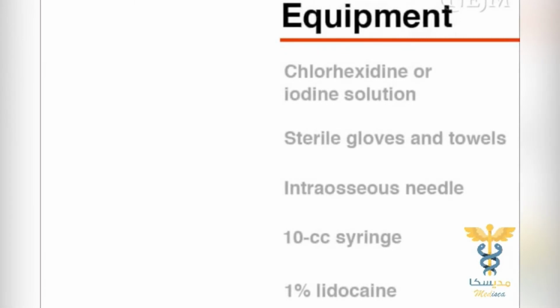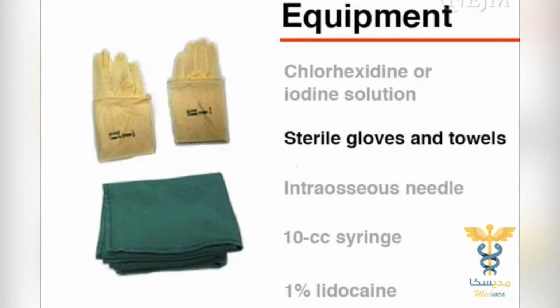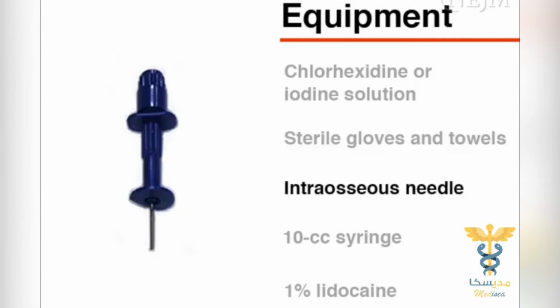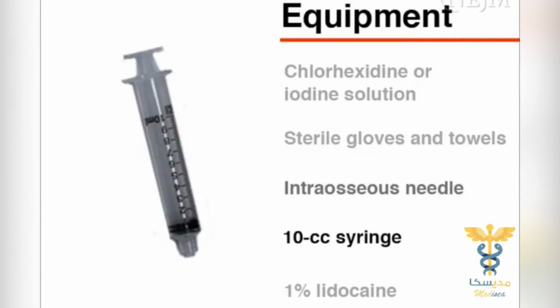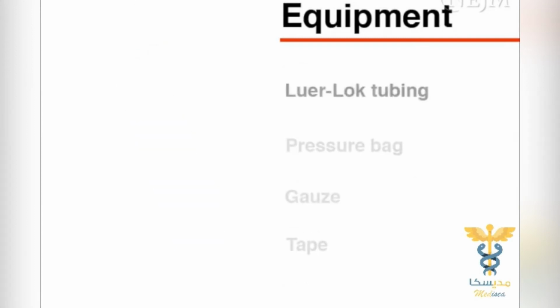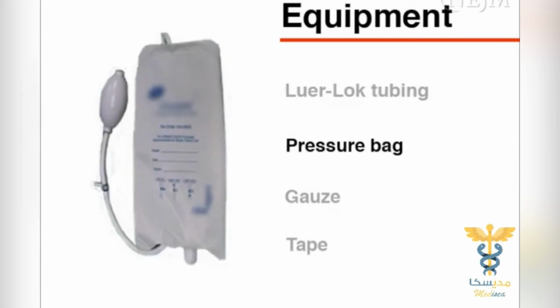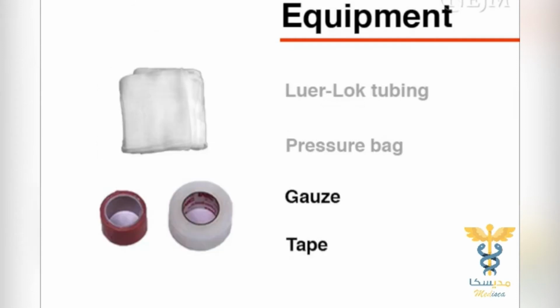The following items should be assembled in preparation for the manual insertion of an intraosseous needle: chlorhexidine or iodine solution for site preparation, sterile gloves, sterile towels for draping the site, an intraosseous needle, a 10 cc syringe for aspiration and infiltration, a solution of 1% lidocaine for analgesia if the patient is conscious, standard luer lock tubing for the delivery of fluids or medication, a pressure bag if large volumes of fluids need to be administered through the intraosseous system, and gauze and tape for securing the device.